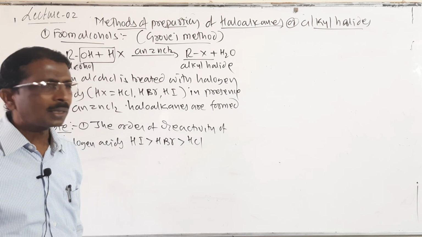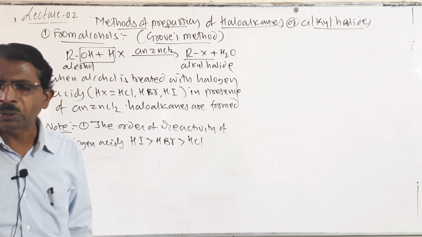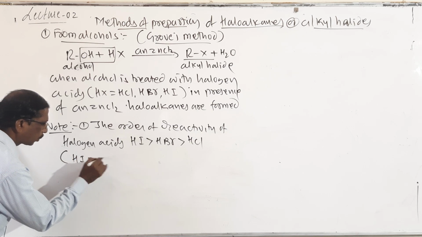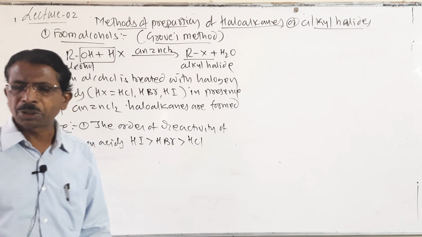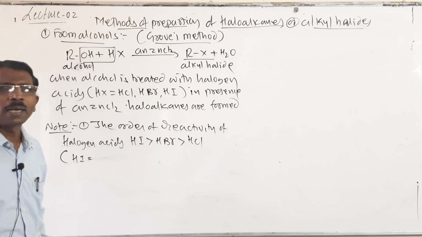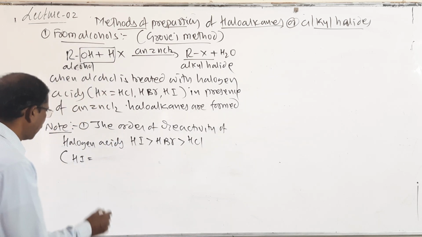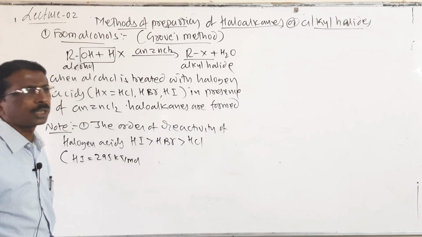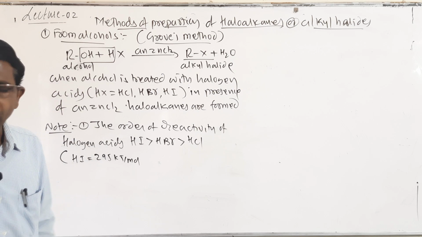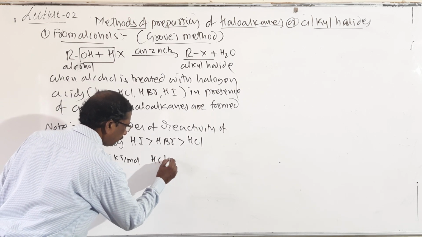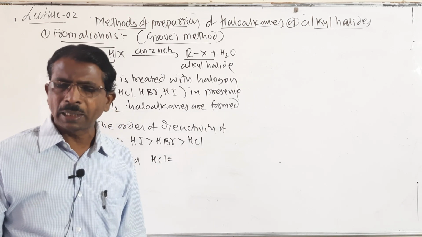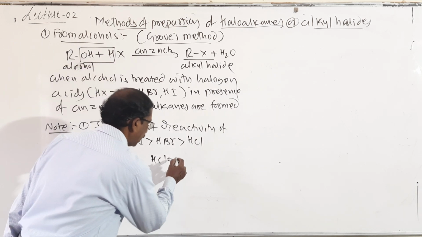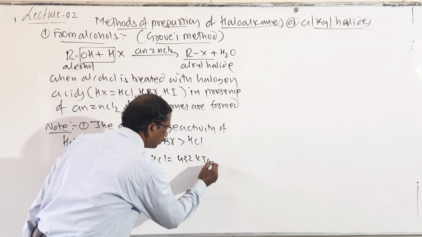Again, we have to remember the same thing, that is the bond dissociation enthalpy of HI. The bond dissociation enthalpy for HI is very less, it can be easily removed. It is 295 kilojoules per mole. But for HCl, the bond dissociation enthalpy is near about 432 kilojoules per mole.